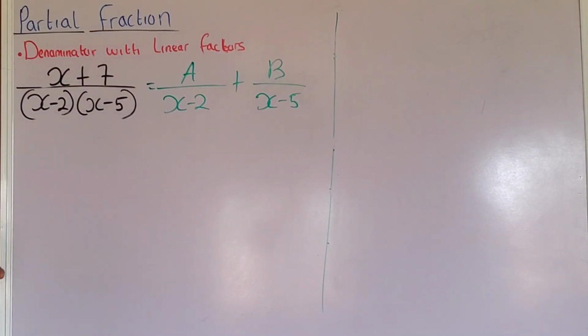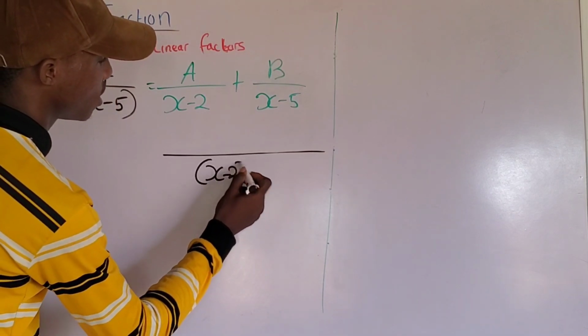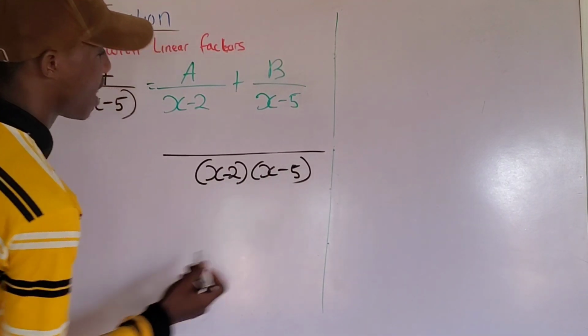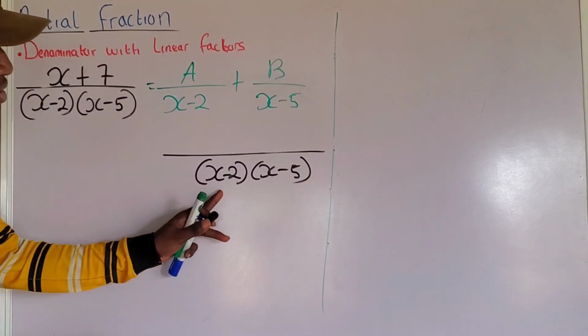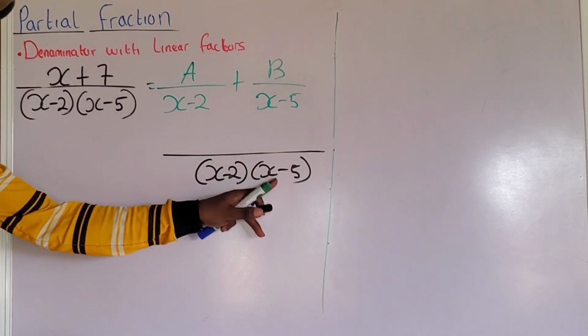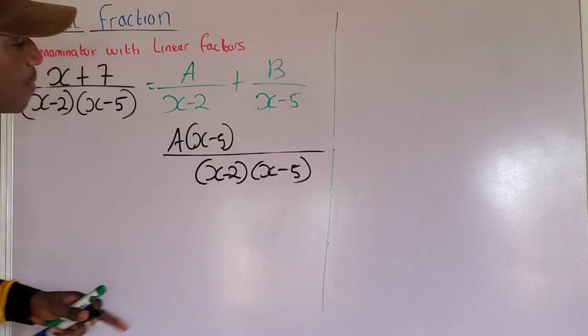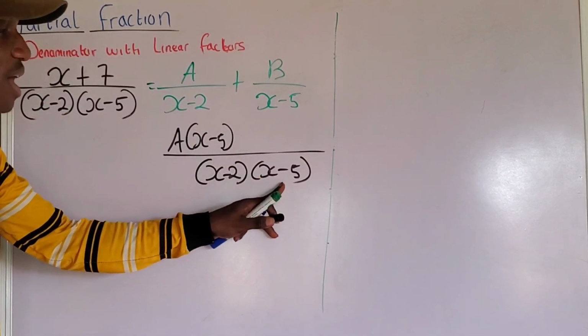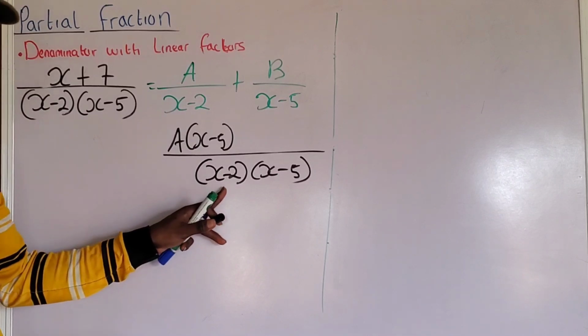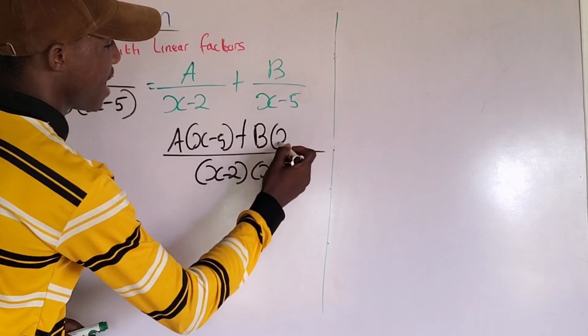Now, having done this, the next step is that you have to simplify the right hand side of this fraction. For this, I'm going to take the LCM. The LCM will be (x − 2)(x − 5). Now, (x − 2)(x − 5) divided by (x − 2) will be x − 5, and x − 5 times A will be A multiplied by (x − 5). Then (x − 2)(x − 5) divided by (x − 5) gives x − 2, and x − 2 times B will be plus B multiplied by (x − 2).